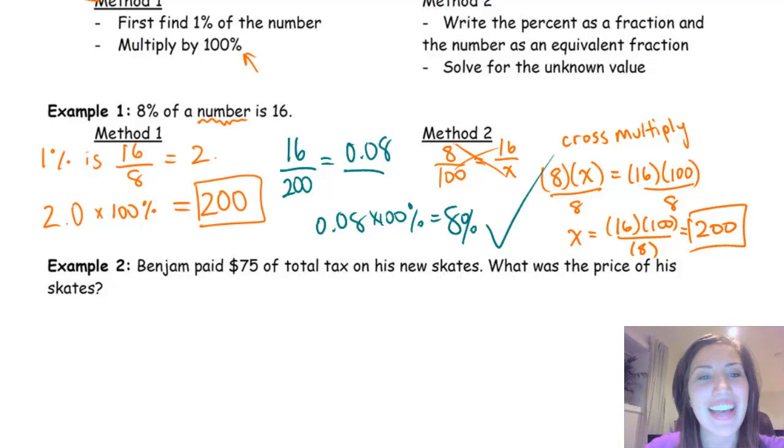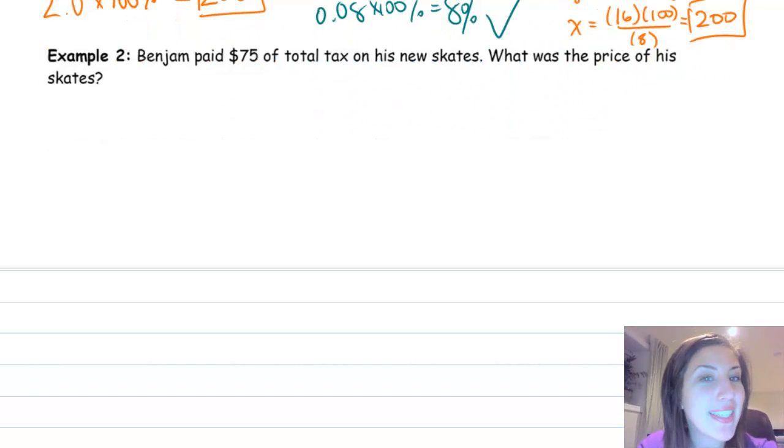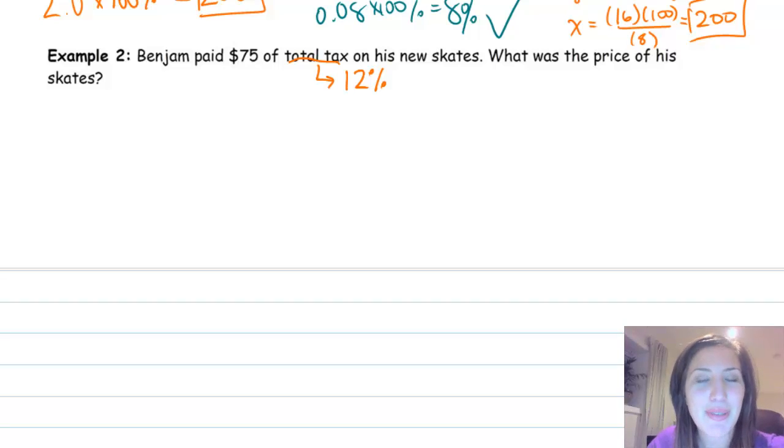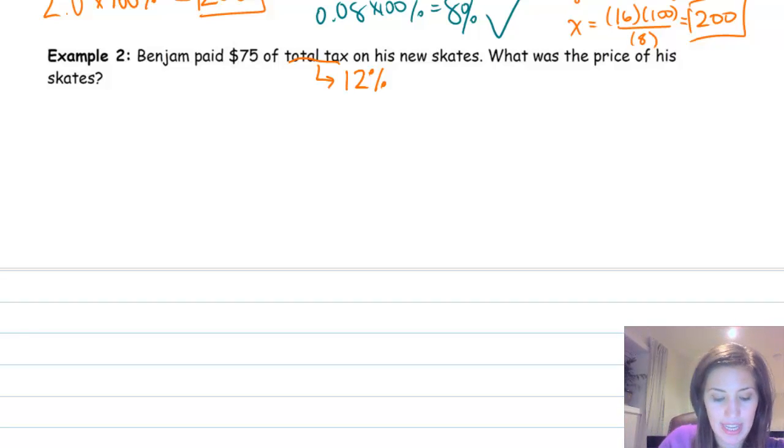Hooray! Last example. Benyam paid $75 of total tax on his new skates. What was the price of his skates? So the total tax he paid was $75, and we know that GST plus PST adds up to be 12% in BC. So 12% was $75. What is the price of the skates?